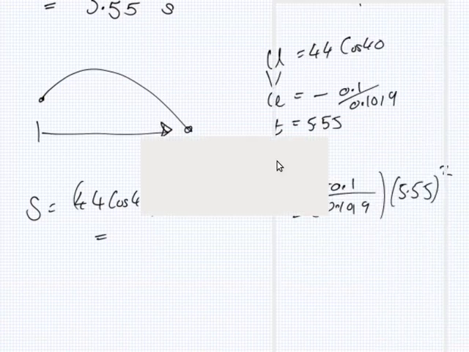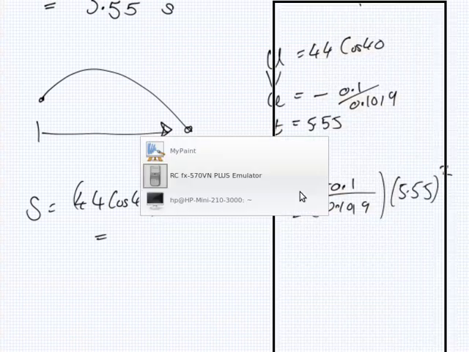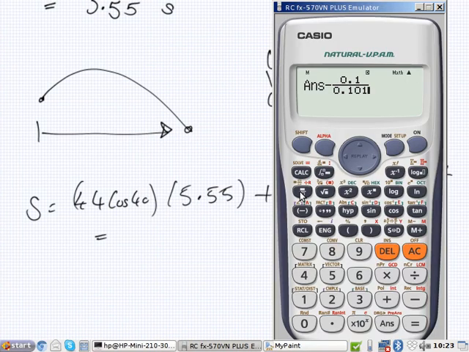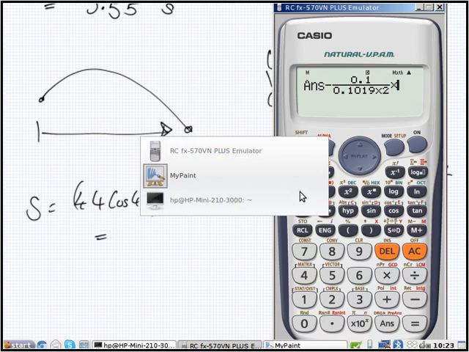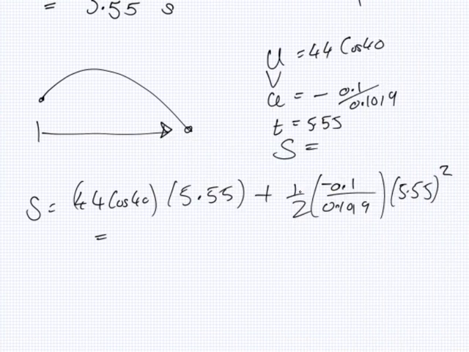44 cos 40 times 5.55 minus fraction 0.1 over 0.1019 times 2, because it's a half, times 5.55 squared, 172 meters. Yes. 172 meters. I know. It's a pretty difficult question. Pretty difficult.